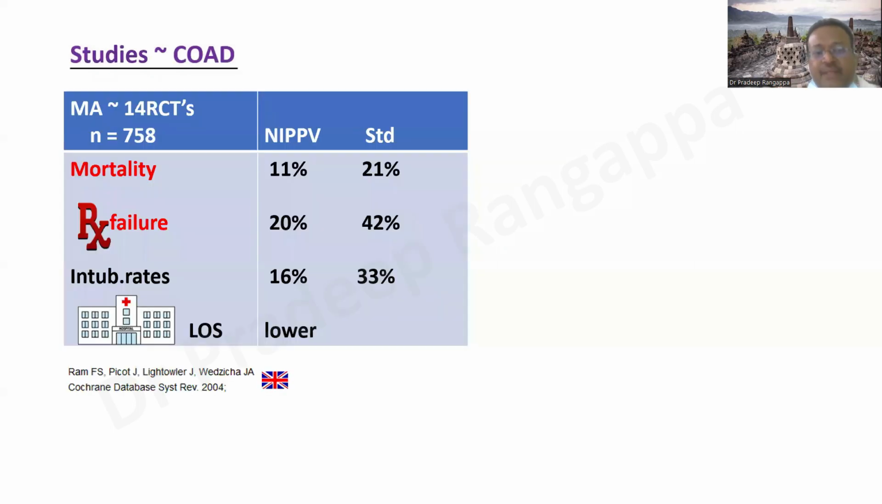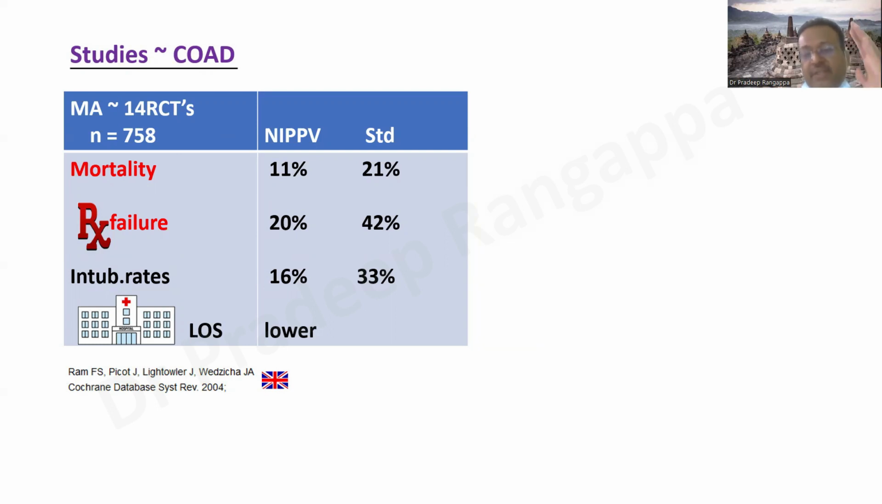And this is a big meta-analysis which came some time ago in the UK, a meta-analysis of 14 randomized controlled trials, where they compared NIV with the other group, which did not get NIV. They showed the mortality was significantly less, treatment failure was significantly less, intubation rate was significantly less, and hospital length of stay also was shorter. So because of all these robust studies, around 14 randomized controlled trials that have shown very conclusively that in COPD, a trial of NIV has to be given.